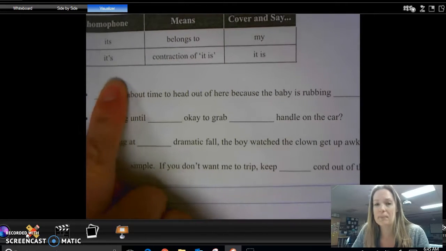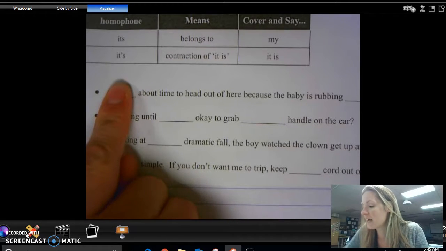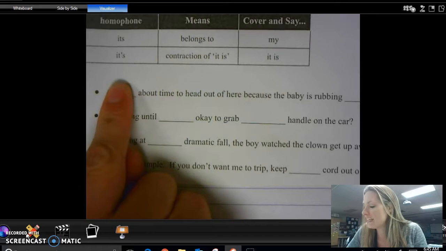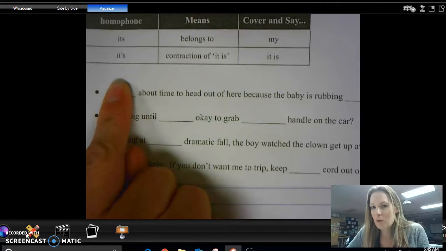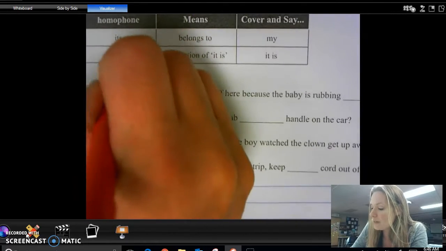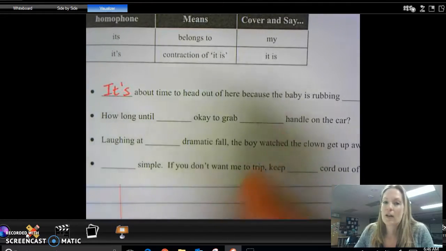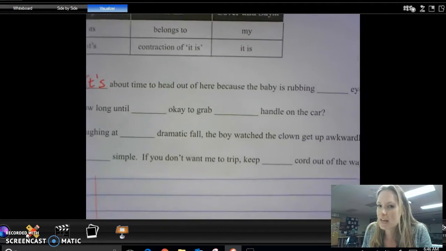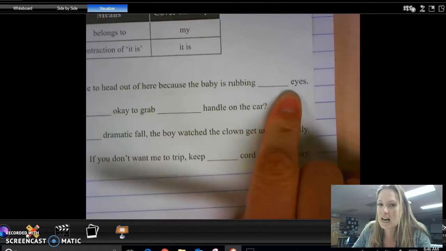I'm going to cover it up, and I'm going to try the first one. "My about time to head out of here," or "it is about time to head out of here." Of course, you can hear that "it is" makes sense. Therefore, it is going to be I-T apostrophe S. Right? It is, or it's about time to head out of here because the baby is rubbing its eyes.